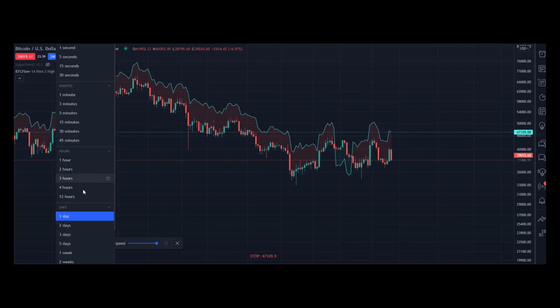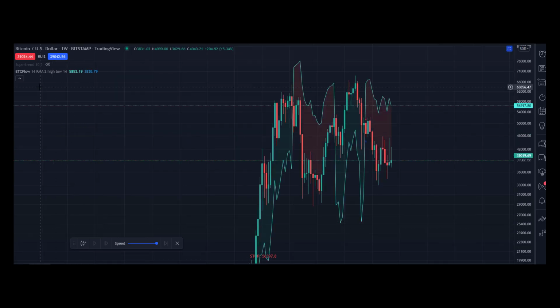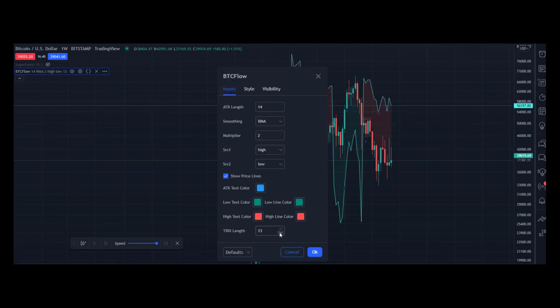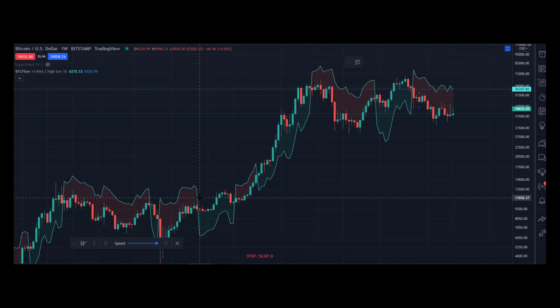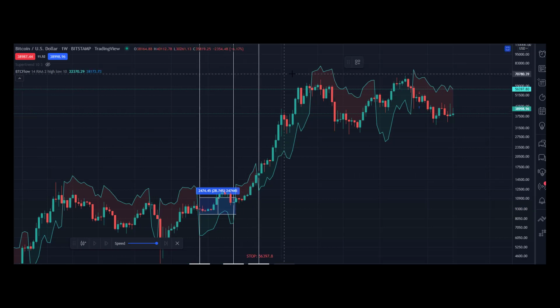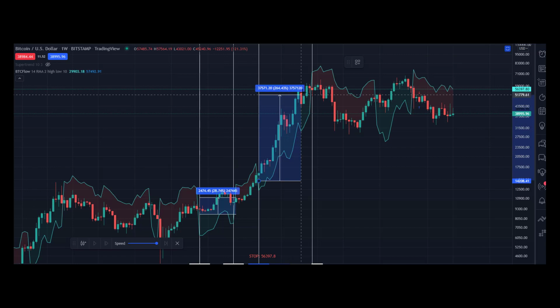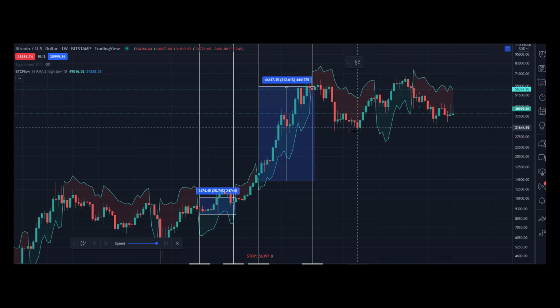Now, let's talk about the weekly chart. According to my backtesting, I need to move this setting to improve the performance, to around 10, or even less, 8. And as you can see here, it's very simple. Just a few trades last year. You buy here, you sell here, and from here to here it's around 28%. You buy here, and you sell here, 300%. And the last one is around this area, and you made around 62%.